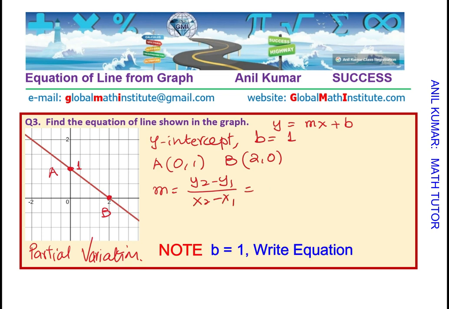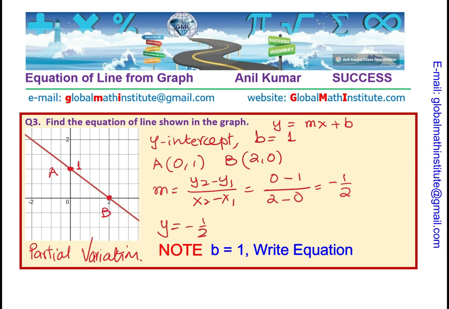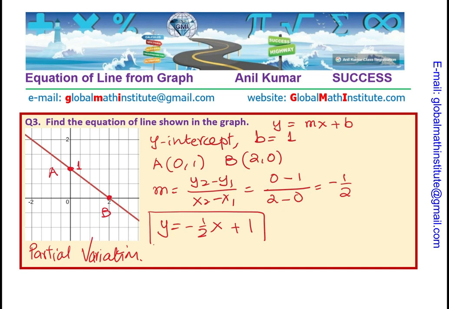Change in y values, so 0 minus 1 over change in x values, 2 minus 0, which gives us minus 1 over 2. Line is dropping, so it is negative gradient, right? So we can write the equation as y equals minus half x, and the value of b is 1. Perfect. So absolutely clear, right? So with that, we have taken up an example where the y-intercept is not the origin.